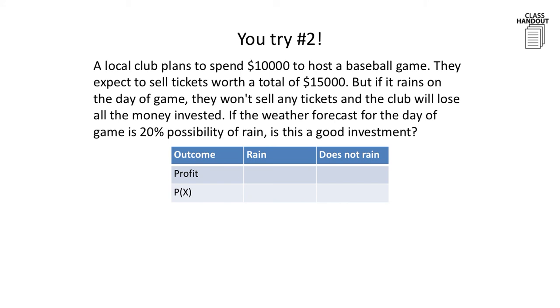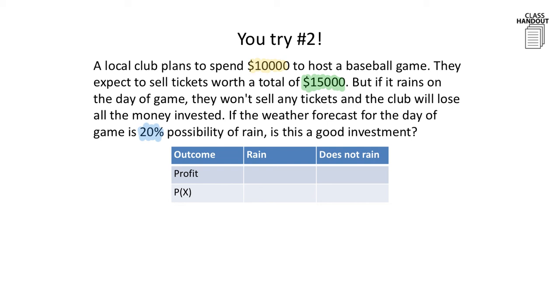All right, here's another example. It says a local club plans to spend $10,000 to host a baseball game. They expect to sell tickets worth a total of $15,000. But if it rains on the day of the game, they won't sell any tickets and the club will lose all the money invested. If the weather forecast for the day is 20% possibility of rain, is this a good investment? So there's kind of only two outcomes here.